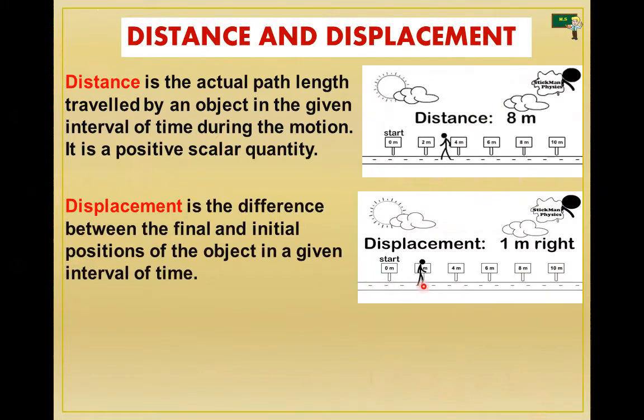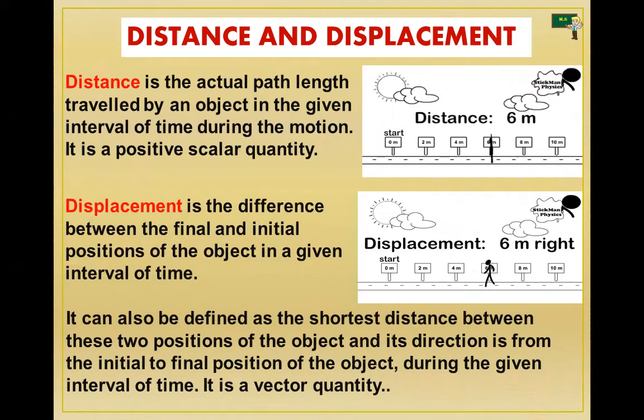Only the 2 meter is taken. Between the recorded times, the displacement was only 2 meter, but in the case of distance it has been calculated as 10 meter. This is the difference between distance and displacement.